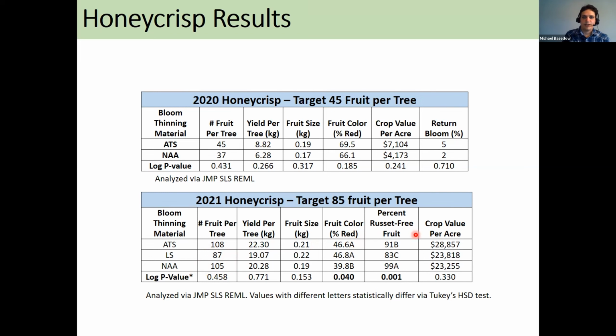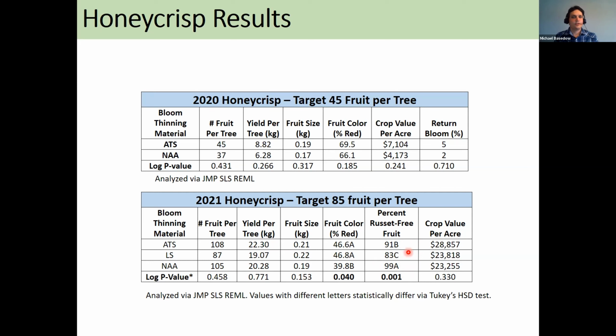And I also want to point out, as Greg mentioned earlier, that we could have some negative impacts from using these caustic materials, and one of those being russeting of the fruit. So when we looked at our percent of russet-free fruit, the NAA treated trees were nearly free of russeting. The ATS treated trees did have some russeting, about 9%. And then we actually had about 17% russeting on our lime sulfur treated fruit.